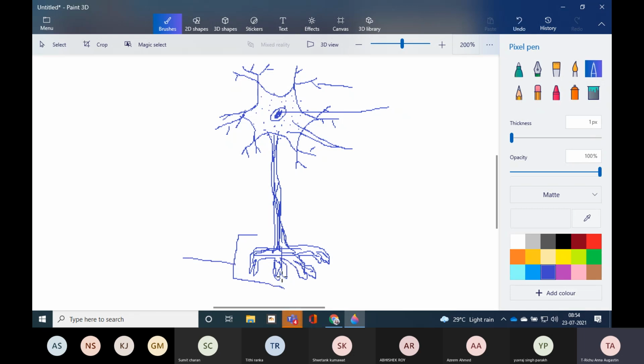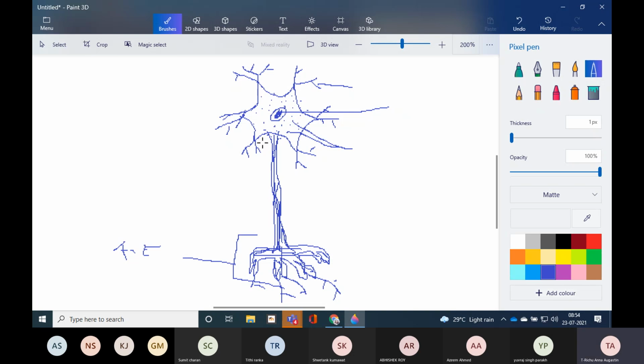Now this root-like structure also has some more thin, fine thread-like structures on them. You have to make some more roots over them, one or two you can make. This whole thing is known as axon endings. AE, I am writing axon endings.